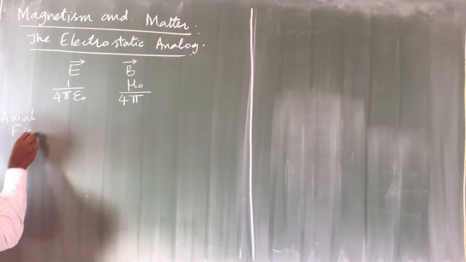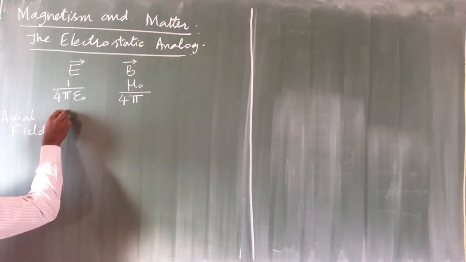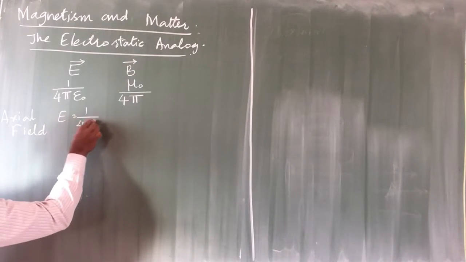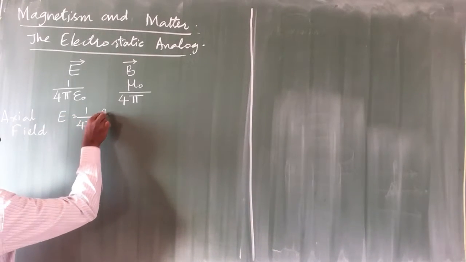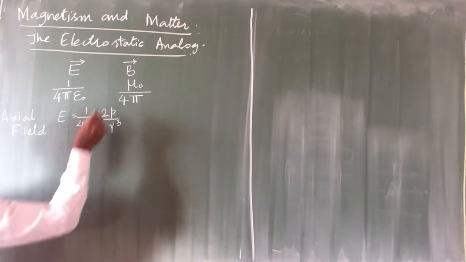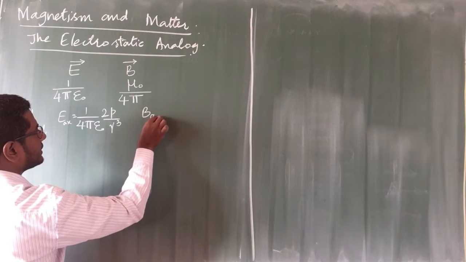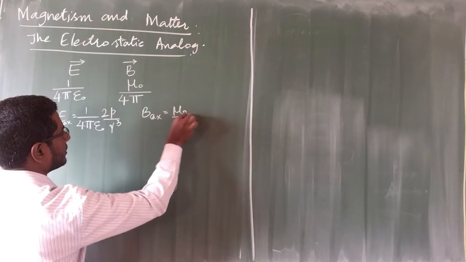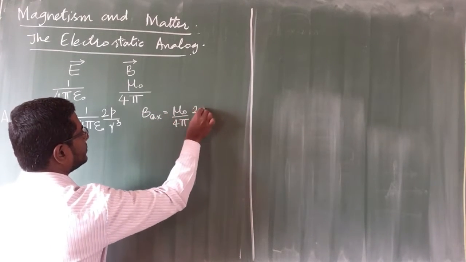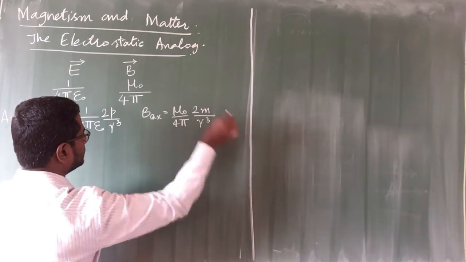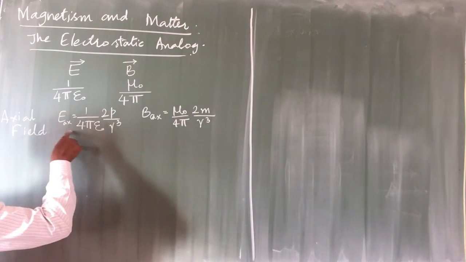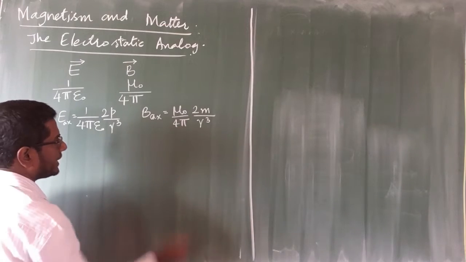axial field. This was E equals 1 by 4 pi epsilon naught, 2p divided by r cube. This was on the axis. Similarly, for the magnetic field, it was B axis. It was mu naught by 4 pi, 2m divided by r cube. So this was the axial field for the electric dipole. This is the axial field for the magnetic dipole.